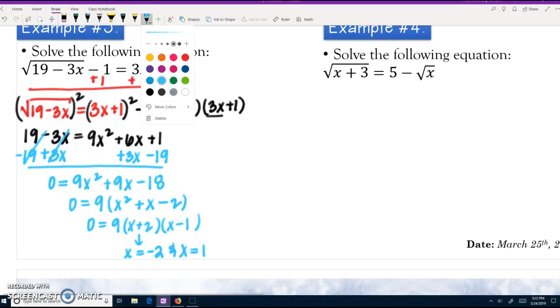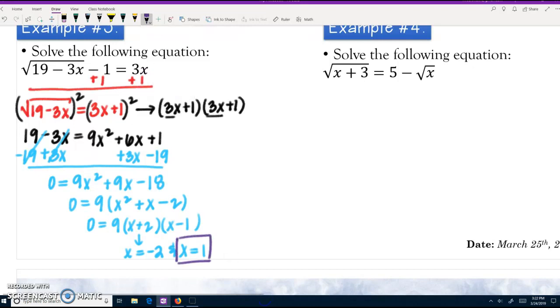So our final answer here is just going to be the positive 1 result. That's the only one that checks out. If we plug that in, we will end up with 3 on the left-hand side and 3 on the right-hand side. So negative 2 is our extraneous solution.